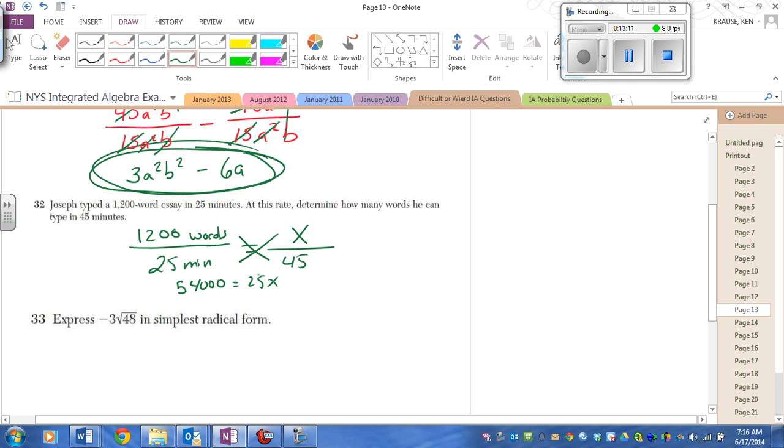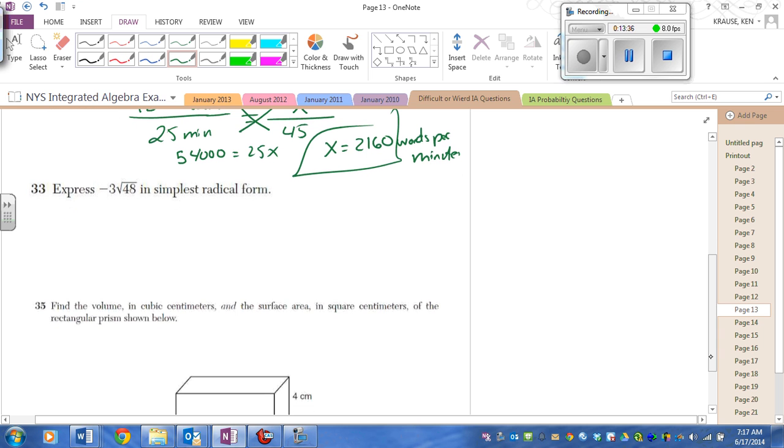Now let's think about it. It's going to be almost, not quite twice this, so it should be like 22 or 2,300. 21 words per minute. Could just circle this.